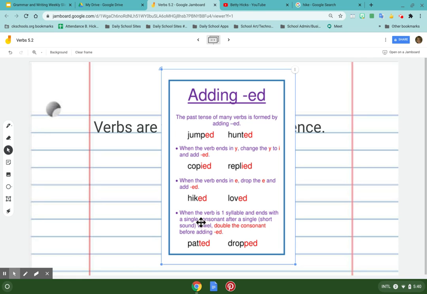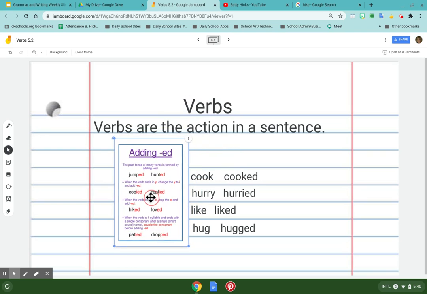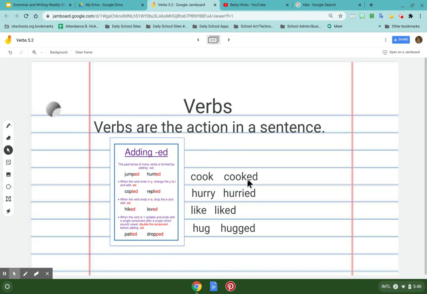And when the verb is a one syllable word and ends with a single consonant after a short vowel, you're going to double that consonant and add the ed. That's the same way with the ing, same exact rule. So there you go for the rules. And here are examples. Cook, we just add the ed. Hurry, we drop the y and add the ied. They say drop the e, well, I say just add the d. And remember, if it's a short vowel, a, e, i, you have to double the consonant. The only two consonants that we don't double are the x and the w. All right, let's go on.